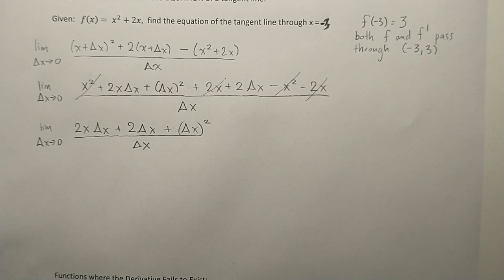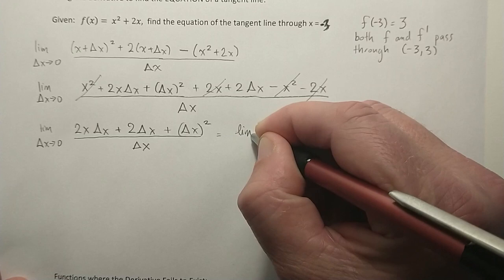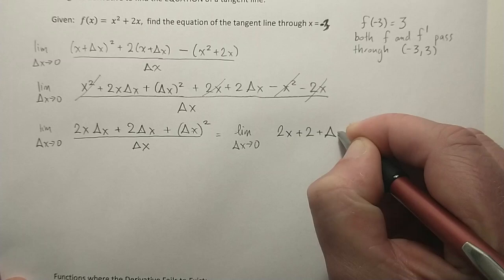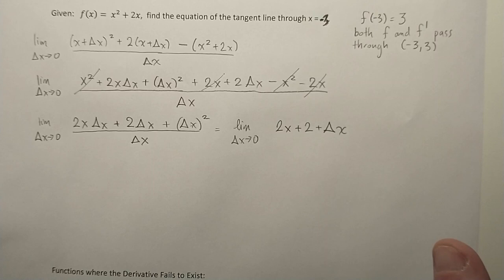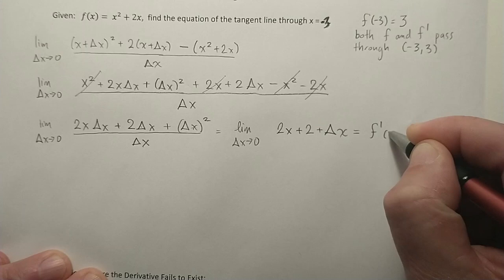And yeah, you're saying, oh, that's a non-permissible value, but it's going to cancel out and be a removable discontinuity, and we'll get the limit as delta x tends to 0. One of those delta x's will cancel, and we'll be left with 2x plus 2 plus delta x. Then take the limit as delta x goes to 0. You can use direct substitution. Put in a 0 there, and you get f prime is equal to 2x plus 2.